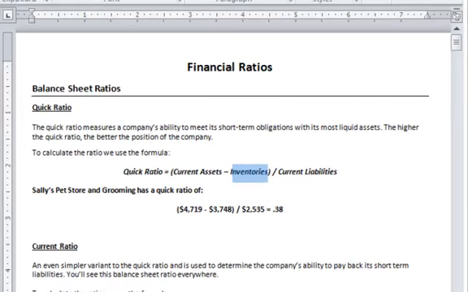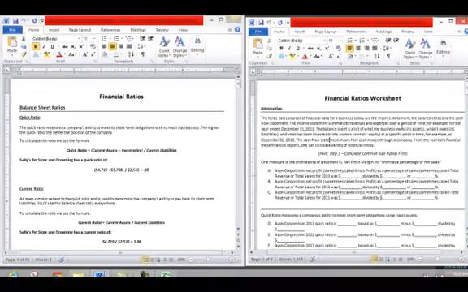And if we're not sure where to find something, we can use these numbers, go to Sally's Pet Store numbers, and match them up, and then we'll be able to find them on the more complicated balance sheets at other companies. So I have this for you. Both documents work together to help you. What you're going to do is complete this financial ratios worksheet so that you see how ratios work and you start analyzing them for purpose.